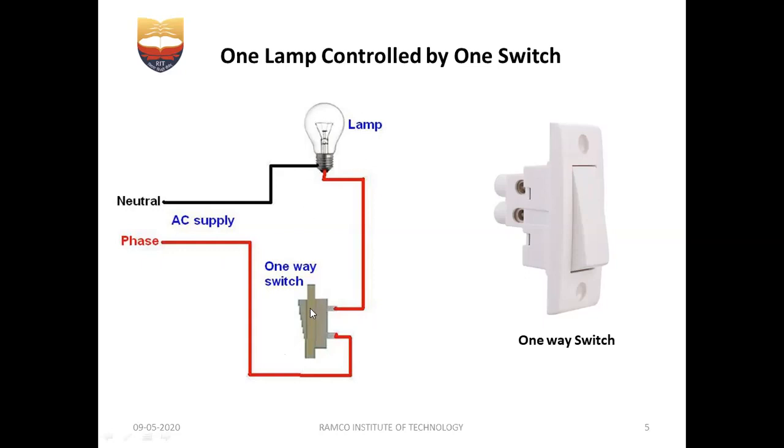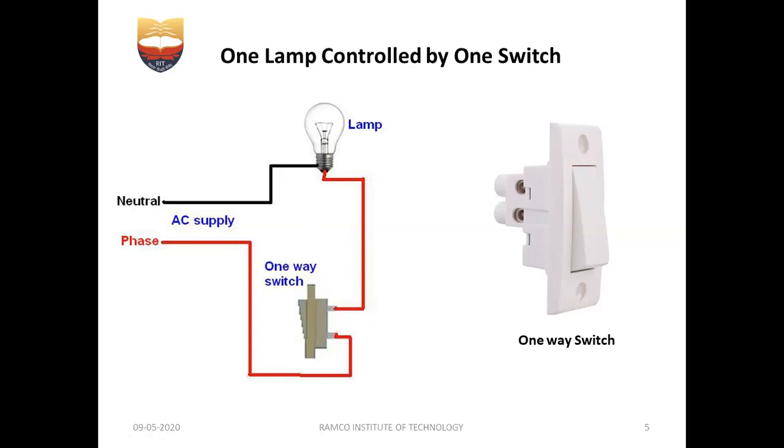Again, when we press the switch, these two terminals are opened, then the phase terminal is disconnected and your lamp is not glowing, right? So this is one lamp controlled by one switch. For all appliances, if you press the switch and the particular load starts working, it means the connection behind it is like this.